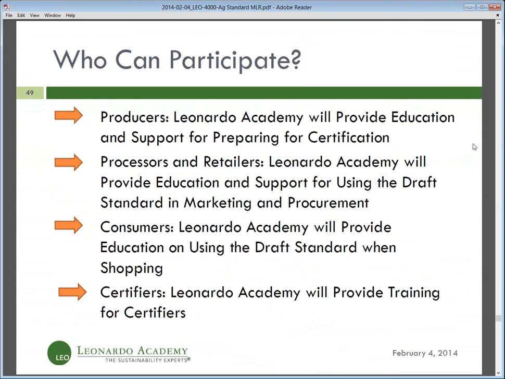Who can participate? Producers: Leonardo Academy will provide education and support for preparing for certification. Processors and retailers: Leonardo Academy will provide education and support for using the draft standard in marketing and procurement. For consumers, Leonardo Academy will provide education on using the draft standard when shopping. For certifiers, Leonardo Academy will provide training on how to use and verify performance under the standard.